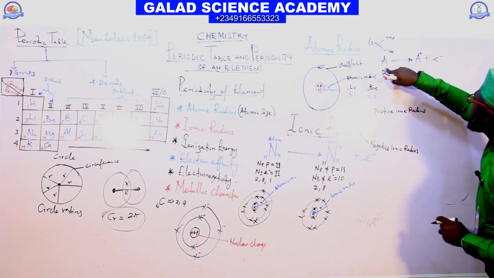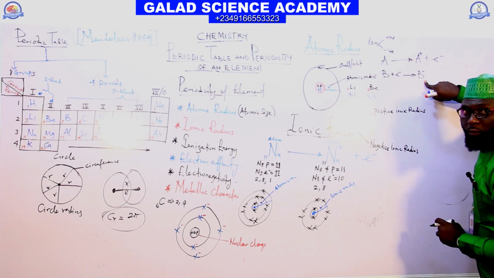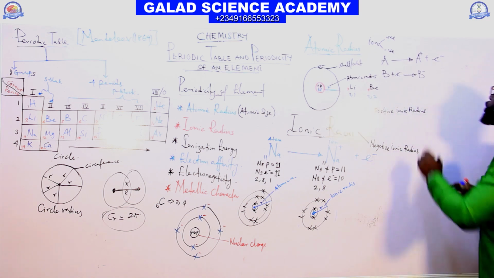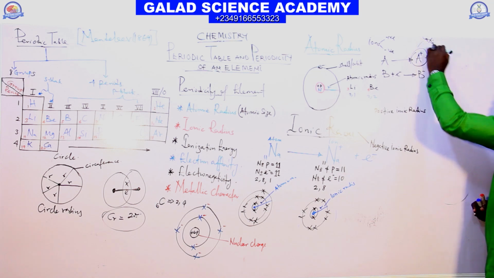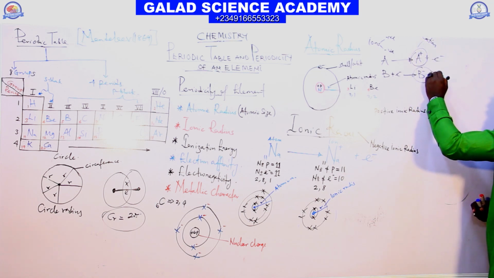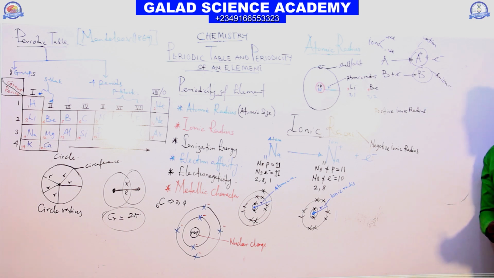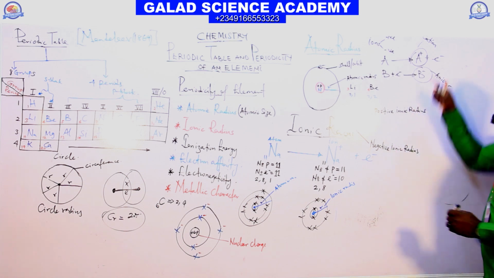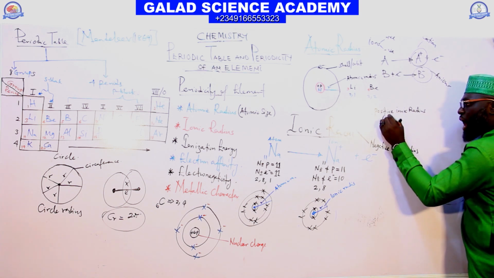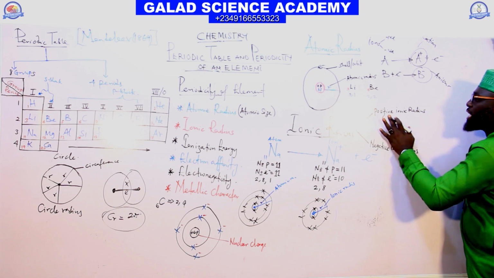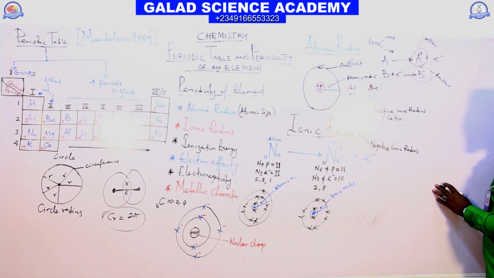So this positive ion is by loss of electron, and this negative ion is by gain of electron. Ions with positive charge are called cations. Ions with negative charge are called anions. So these cations are also called positive ionic radius. They are cations.